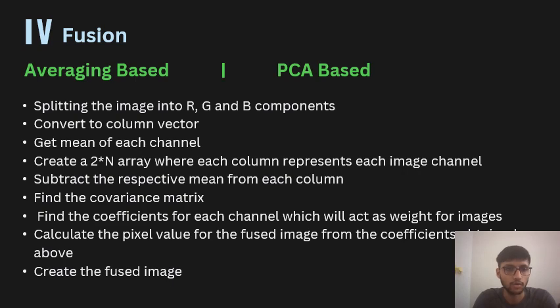Then we converted it to a column vector, got the mean of each channel, created a 2 times size array where each column represents each image channel, subtracted the respective mean from each column, found the covariance matrix, found the coefficients for each channel which will act as weights for the images, calculated the pixel value for the fused image from the coefficients, and created the fused image.